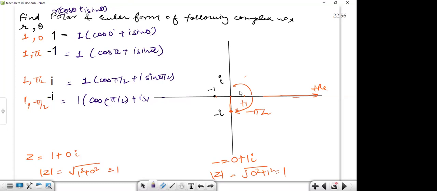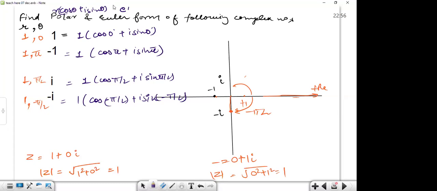Very good. So simply the objective is to find out the magnitude and the amplitude. If you are able to do that successfully, you'll be able to find out the polar and Euler form of any number very easily. So now tell me, which is bigger: the set of all complex numbers or the set of all real numbers? Set of complex numbers. Yes, the set of real numbers is a subset of the set of complex numbers.